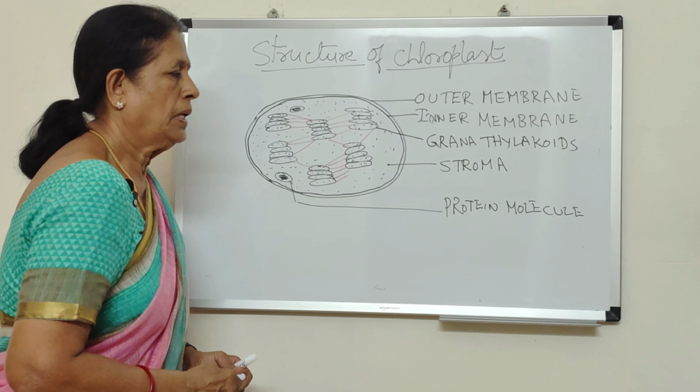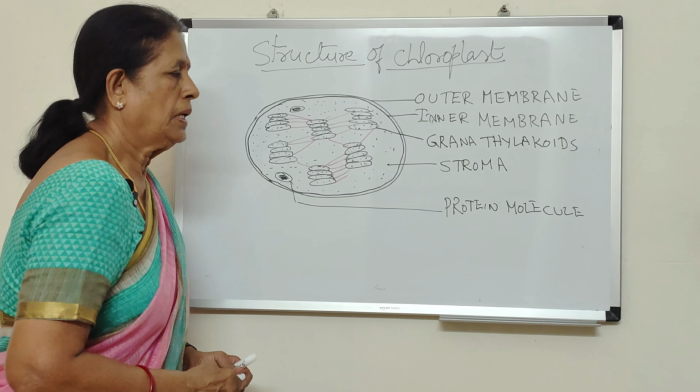So you can see the outer membrane, the inner membrane, the granathylakoids, which are green in color, and the stroma, which is a colorless substance where the granathylakoids are present, like plate-like structures arranged one above the other. Some protein molecules and DNA molecules are present in the chloroplast. So this is the internal structure of the chloroplast.